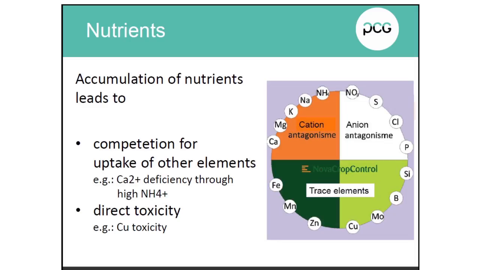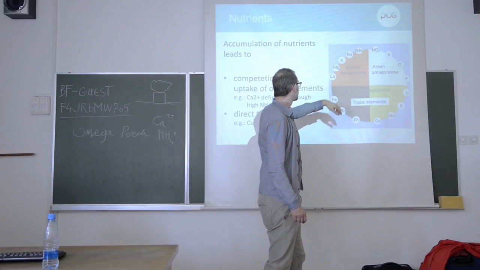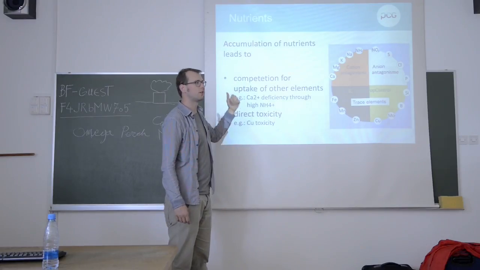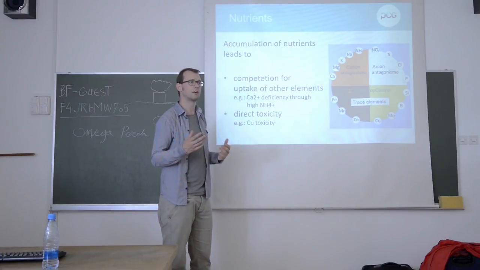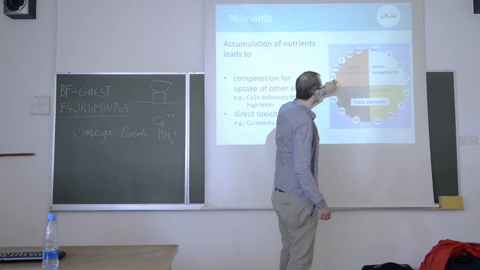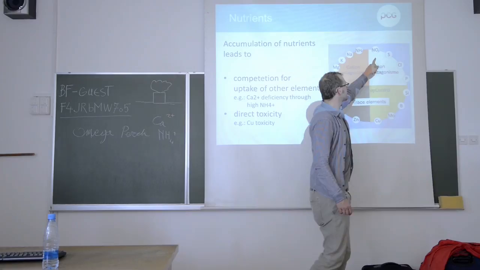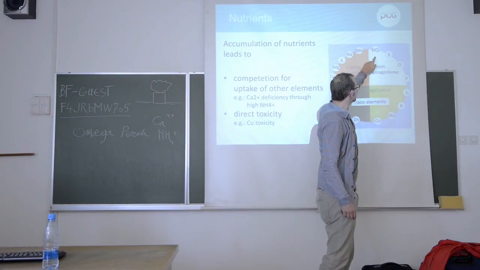For most of the other elements, you don't get direct toxicity, but what happens is that those nutrients, those ions, start to compete with other ions for uptake by the plant. And this figure shows where there is antagonism for the uptake. I already showed you the picture earlier on with the calcium deficiency, which was caused by too much ammonium near the roots. So basically, all the positive ions, the cations, compete with each other. All the negative ions, the anions, compete with each other.